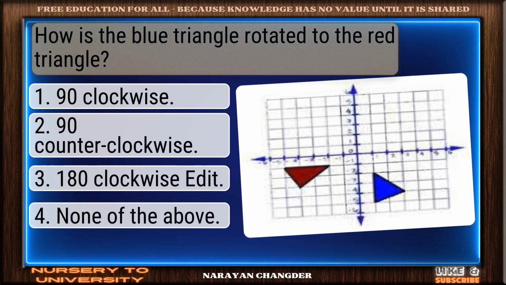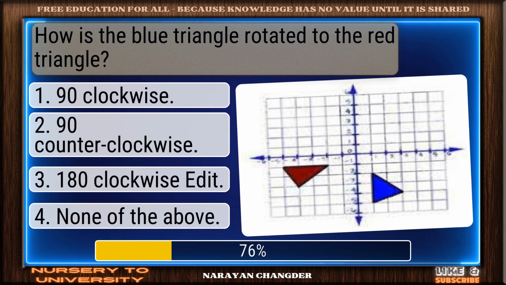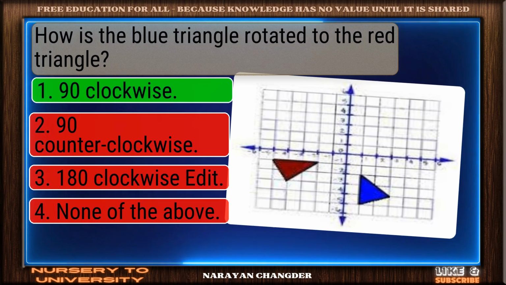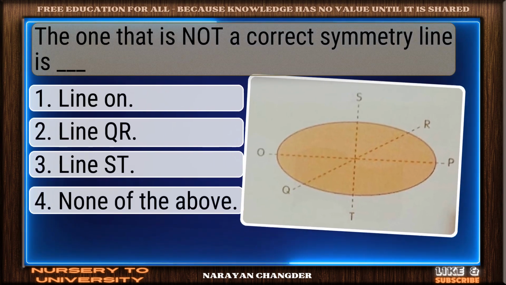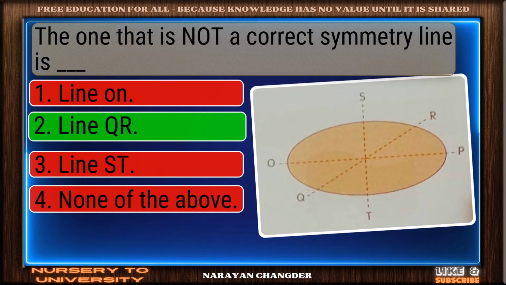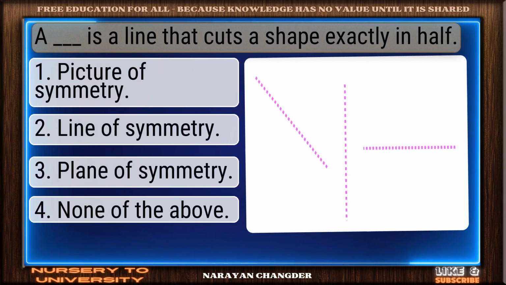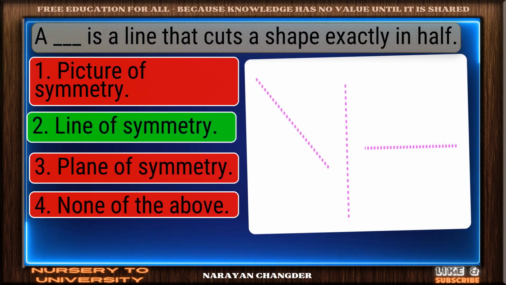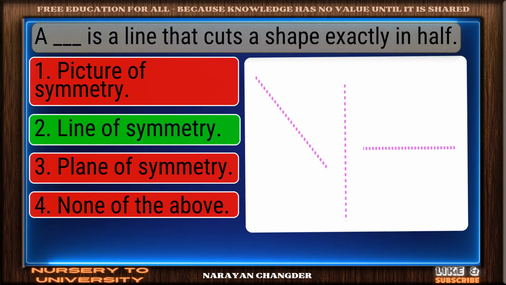How is the blue triangle rotated to the red triangle? Nicely done. 90 clockwise is a solid answer. The one that is not a correct symmetry line is dash. Correct. Line Q is the right answer. A dash is a line that cuts a shape exactly in half. Smart move. Line of symmetry is an accurate answer.